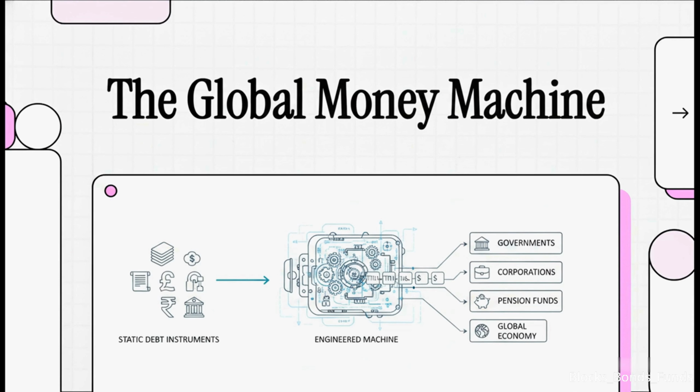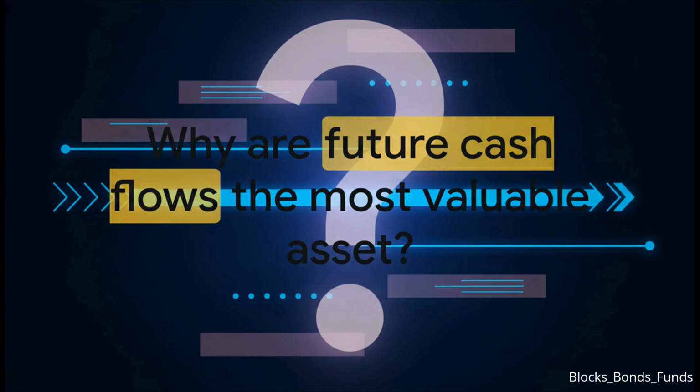Today, we're going to descend way beneath the surface of global finance. We're going to uncover how static debt is, in reality, a precisely engineered machine that quietly moves trillions of dollars across governments, corporations, pension funds, and the entire global economy. So let's dive right into this by asking a pretty compelling question. If bonds are simply promises to pay money over time, why in the world do the largest institutions on the planet treat those future cash flows as one of their absolute most valuable assets?